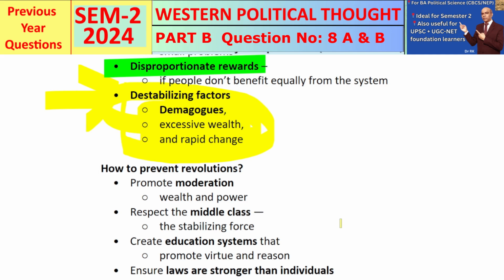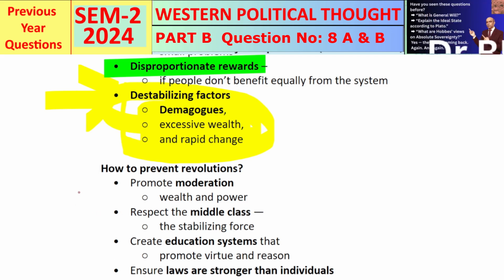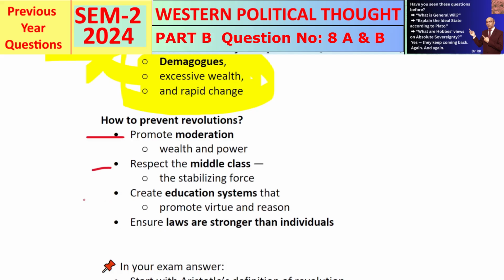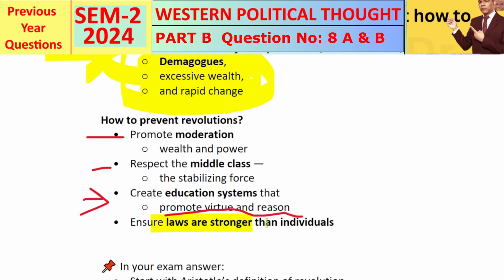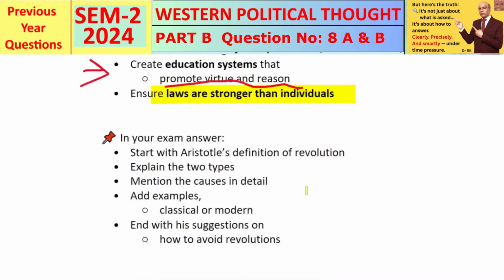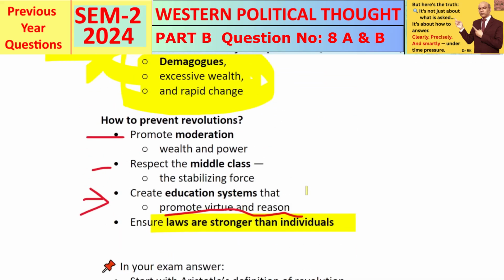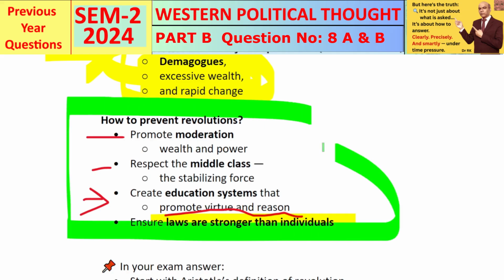How to prevent revolutions? Aristotle suggests promotion of moderation in wealth and power, respecting the middle class. He saw it as the stabilizing force. Create education systems that promote virtue and reason. Ensure laws are stronger than individuals. What's amazing is how relevant this still feels. From the French Revolution to the Arab Spring, most revolutions begin with perceived injustice and a sense of power imbalance.